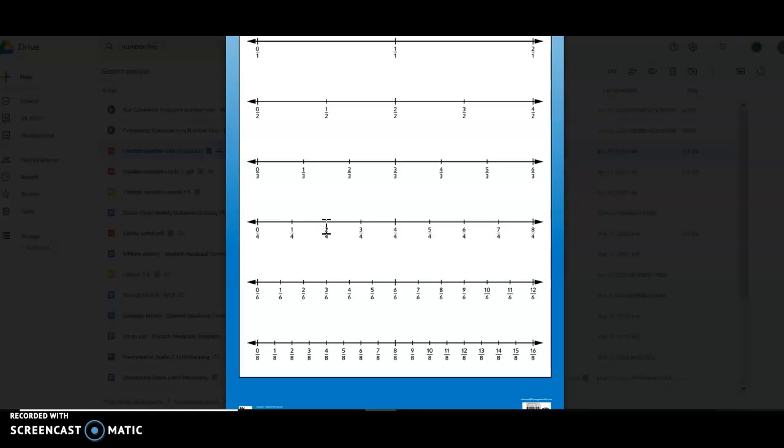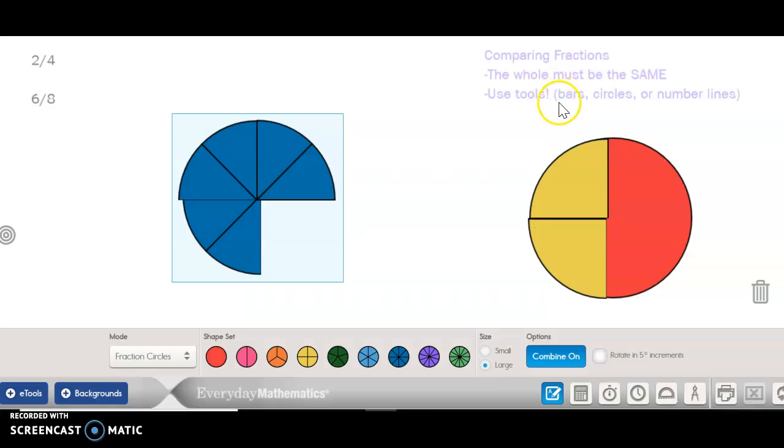As you work on today's archaeological dig assignment, please be on the lookout for if the wholes are the same, if there are any equivalent fractions, or fractions that you can compare using your fraction tools. Again, those tools are your fraction bars, fraction circles, and your fraction number lines.